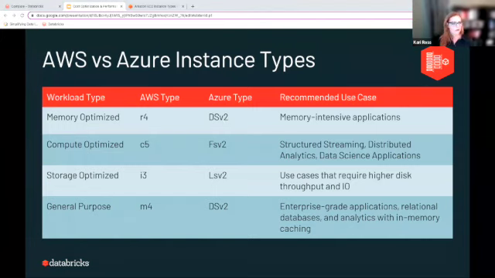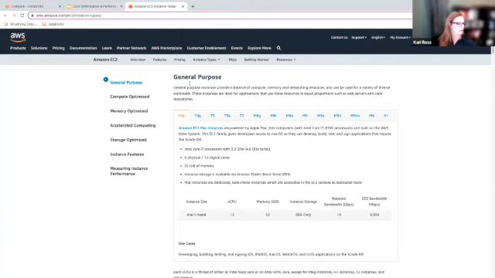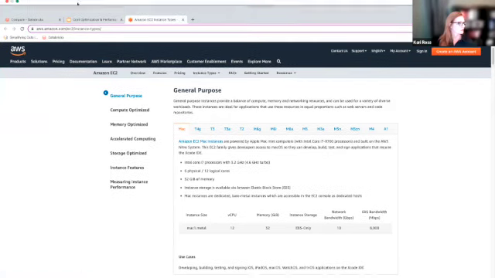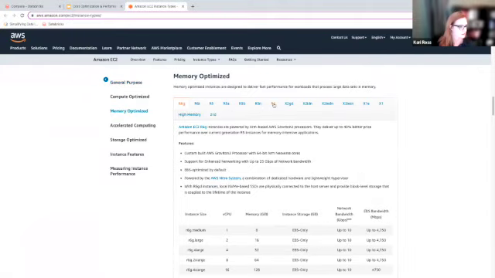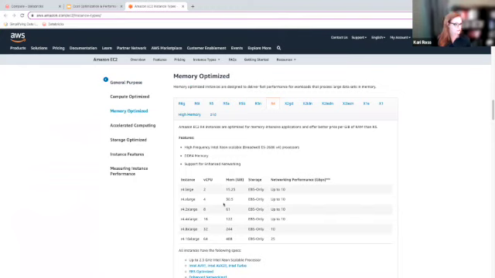And if we look at, for instance, this R4, the memory optimized one, you can see for the number of CPU cores, it has almost a 1:8 ratio of CPU cores to memory. So it's recommended for memory-intensive workloads that process large data sets in memory.